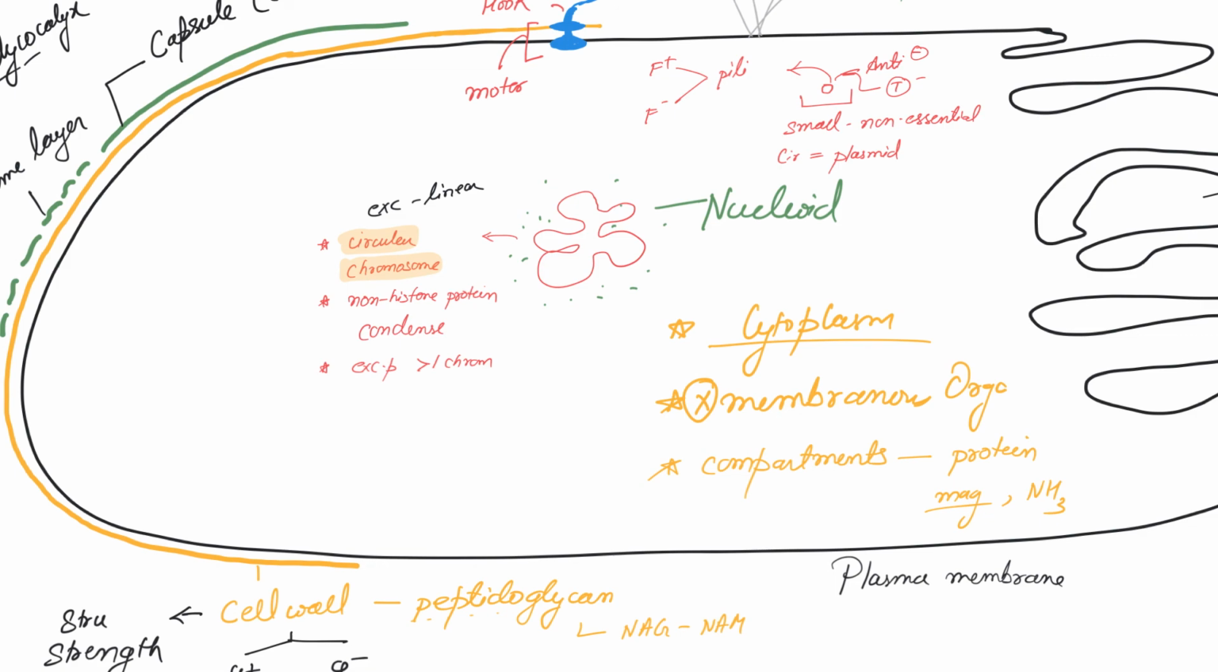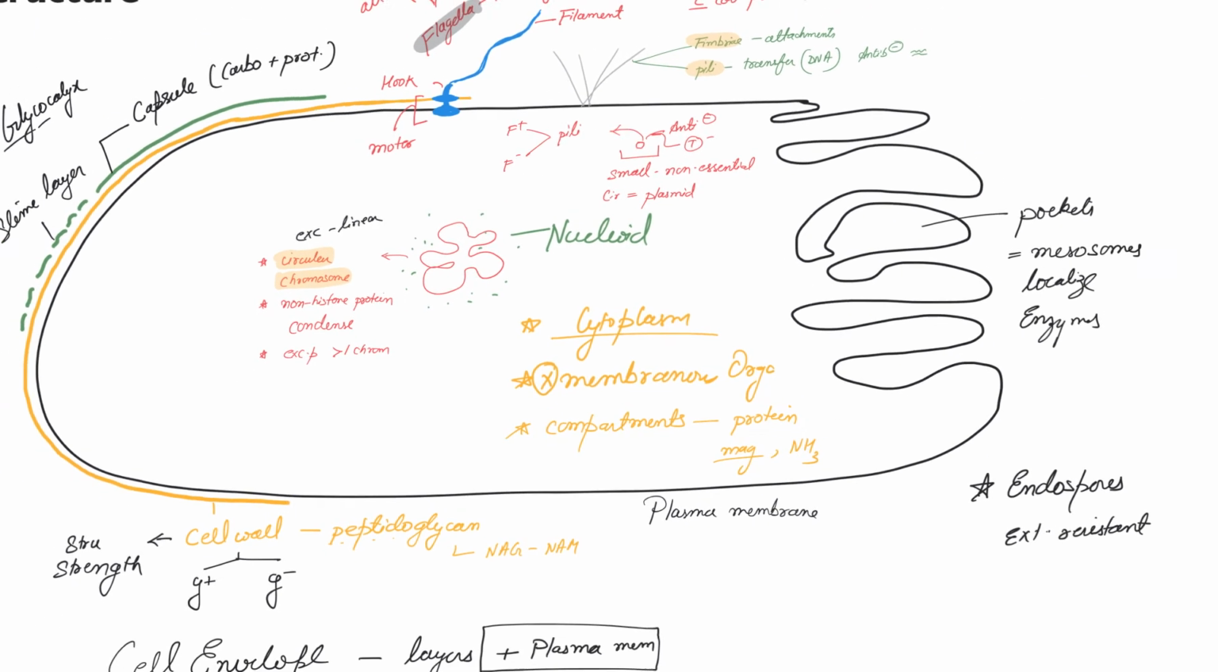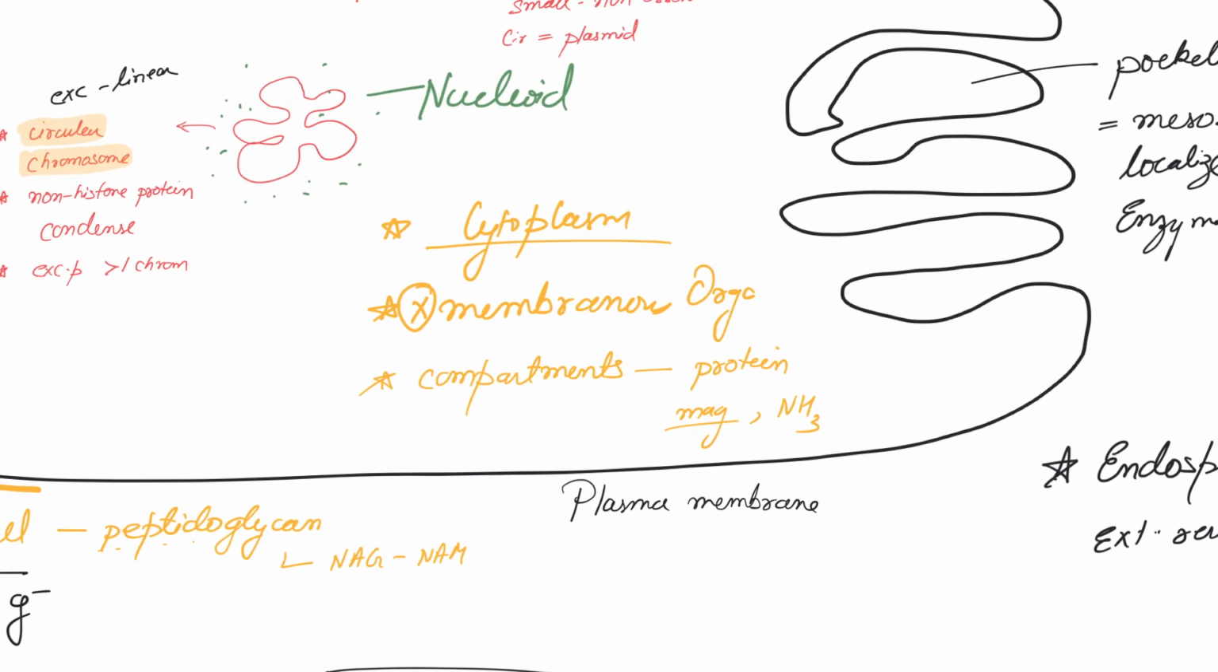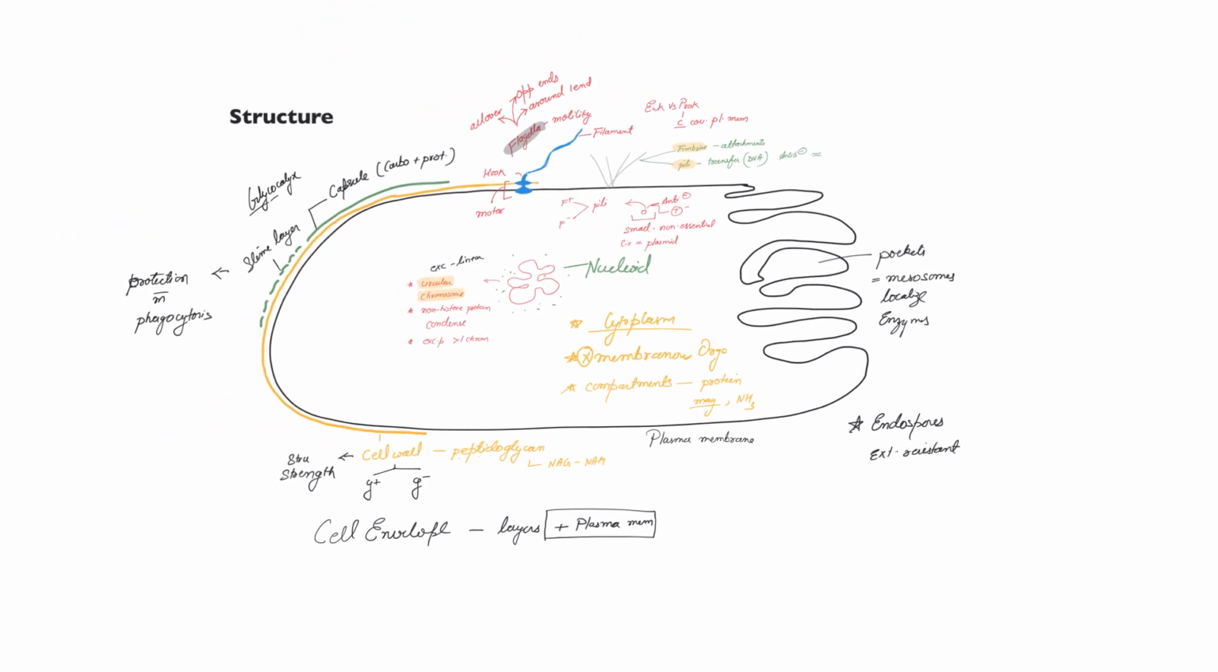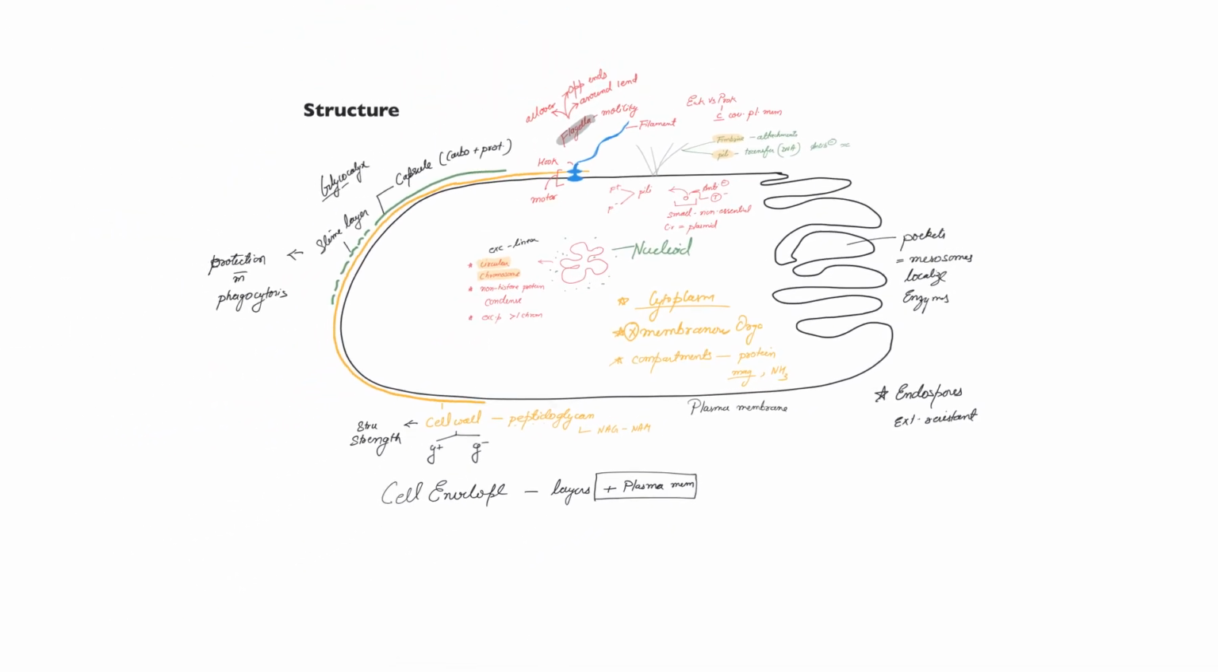Then you can even have more than one chromosome. You have nucleoid, you have cytoplasm. There are no membranous organelles, but sometimes you do have compartments made of proteins for different work. Sometimes you have mesosomes, the pockets formed, which increases the sort of localization that you require for processing. So I hope this whole diagram makes sense.